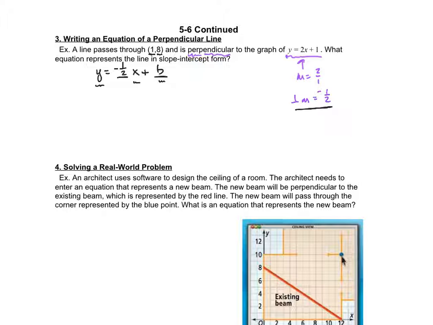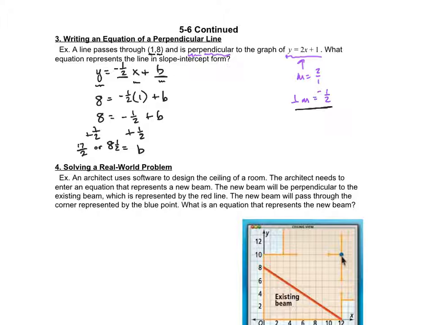So if I do some substitution, y is 8, and that's going to equal negative 1/2 times my x value, which is 1, plus b. And then I'll go ahead and simplify. I have 8 equals negative 1/2 plus b, combine like terms, add 1/2 to both sides, and then b is going to be equal to 8 and 1/2, or also 17/2. Depends on which one you're more comfortable with. I'm definitely more comfortable with 17/2.